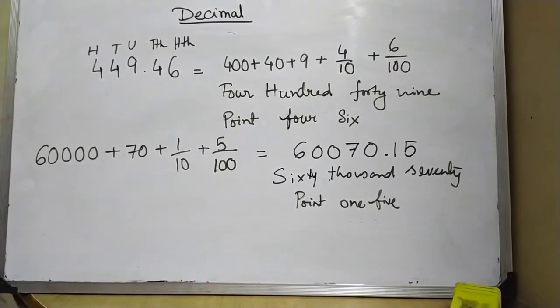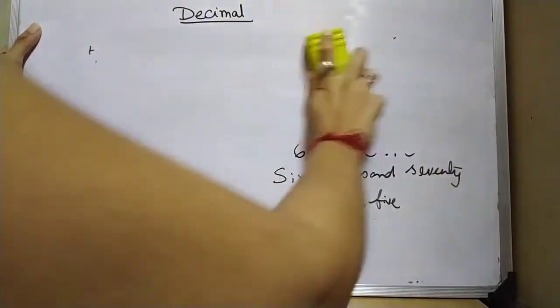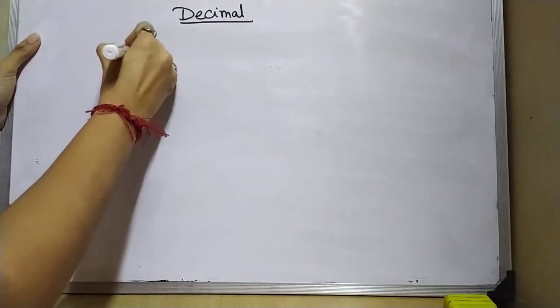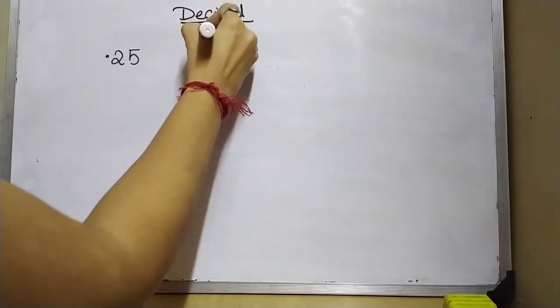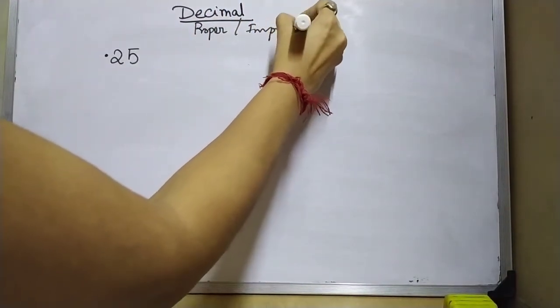This means that from decimals, you will convert them into a proper or improper fraction, and if a fraction is improper, then you will convert it into a mixed fraction. So that's the opposite. Here I am taking an example, 0.25. I will change this into a proper or improper fraction. I don't know whether it will be proper or improper, so first I am trying.